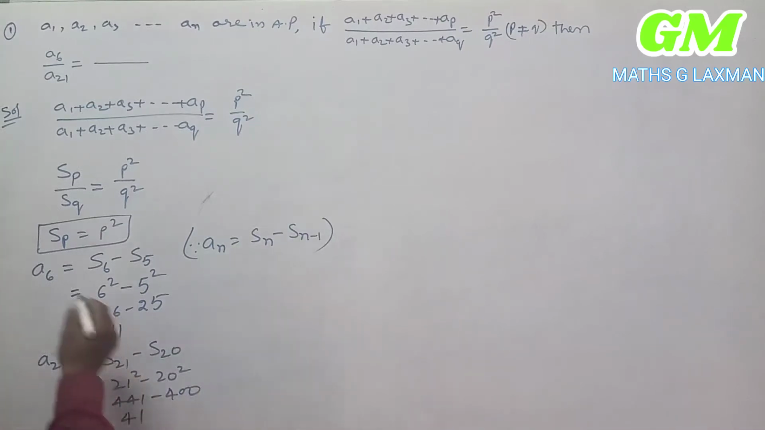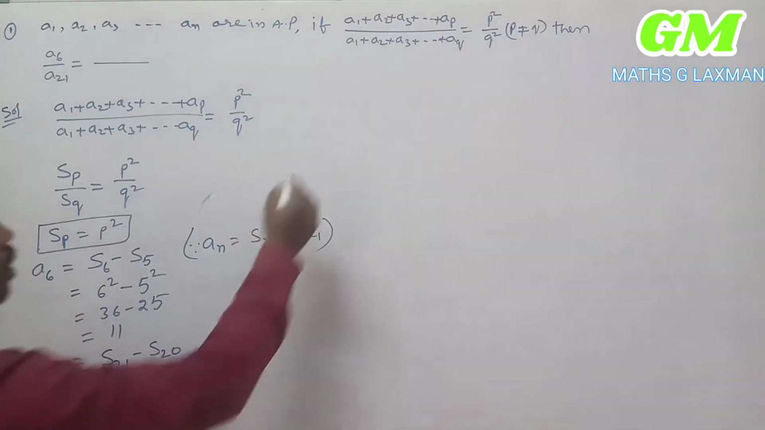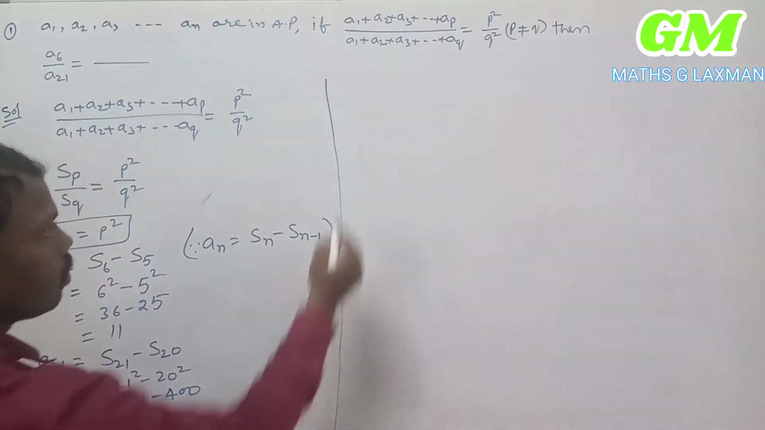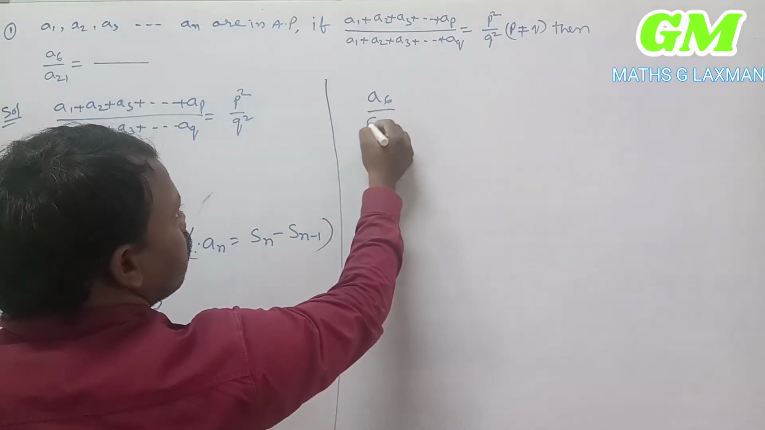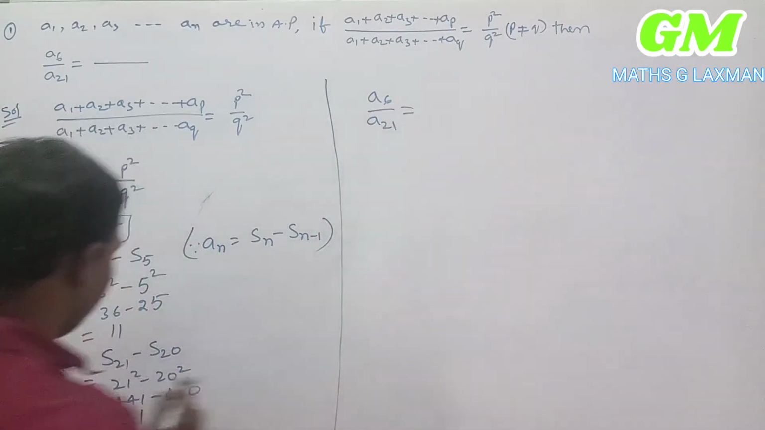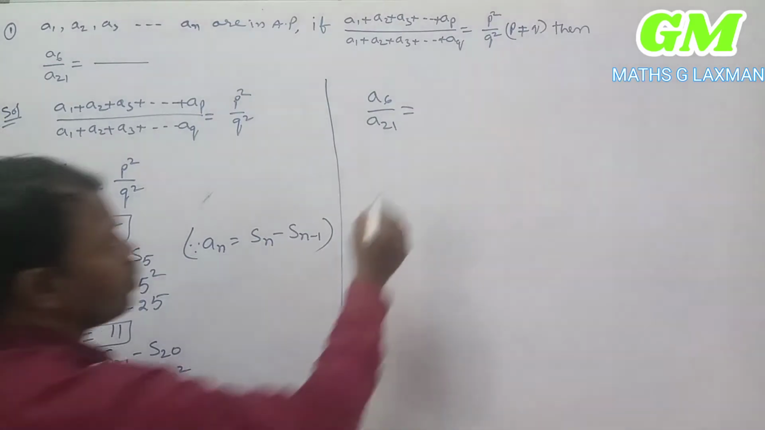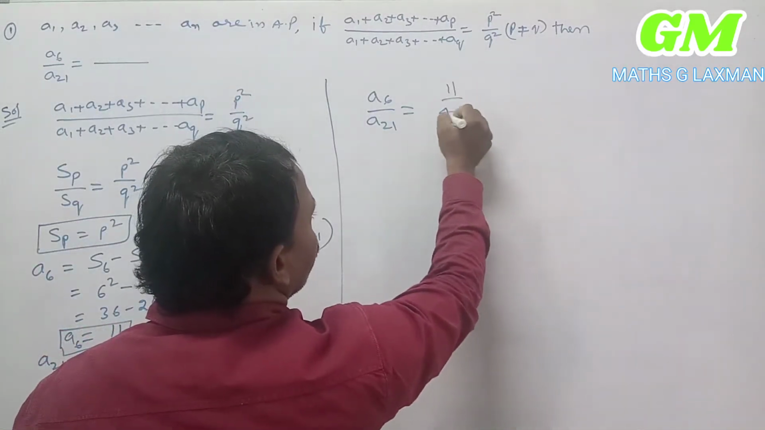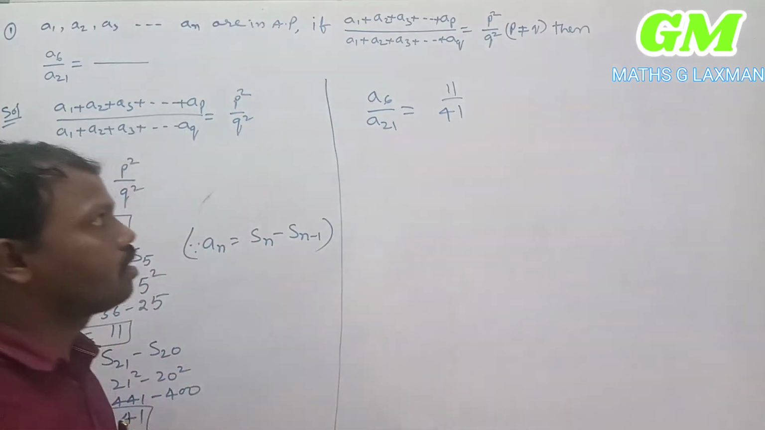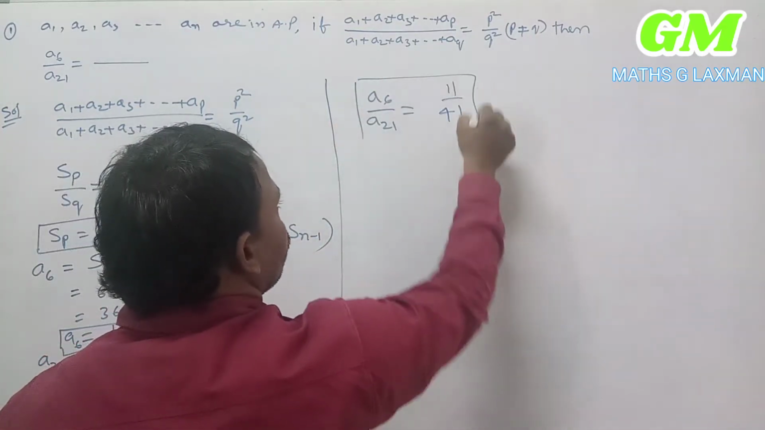Now we need to find out A6 by A21. A6 value, how much did we get? 11. So A6 is 11 and A21 is 41. So 11 by 41. So the correct answer is 11 by 41.